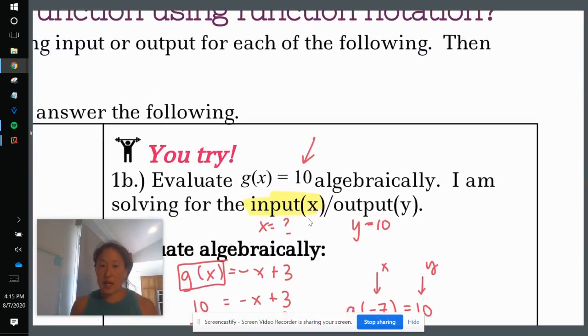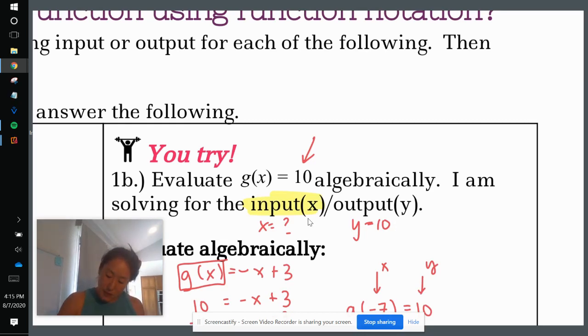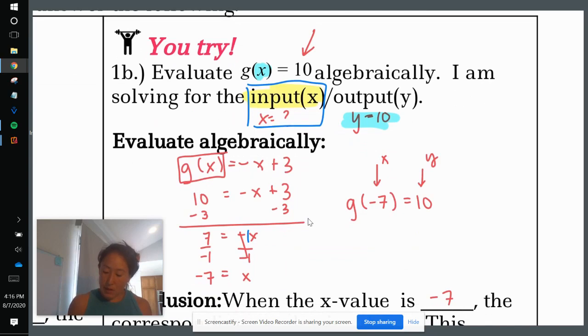we have g of x is equal to 10. So x, the 10, is that our x or our y? Well, because the x isn't filled in, the 10 has to be the y. So we know the y value is 10, but I have no idea what the input value is. So we're solving for x. So what we do is we write the function g of x is equal to negative x plus 3. And for the g of x, which is just y, remember g of x is just y, we're going to put in the value 10. Then we bring everything else down, negative x plus 3.